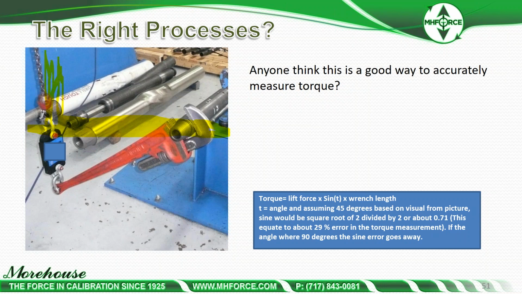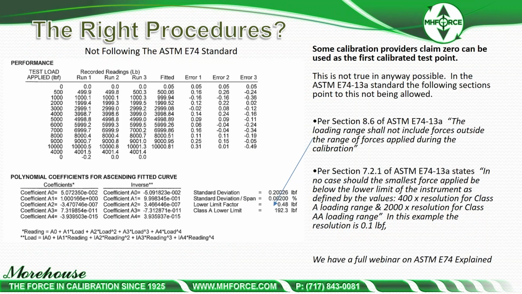29% error, I don't think that's going to be acceptable to anyone at any time for a torque measurement, even on a pipe. So, things to be aware of. The right procedures. Here's one: not following the ASTM standard. So you have an ASTM standard. It says per section 8.6, the loading range shall not include forces outside the range of forces applied during the calibration. Okay, that's one. So 0 is applied right here.